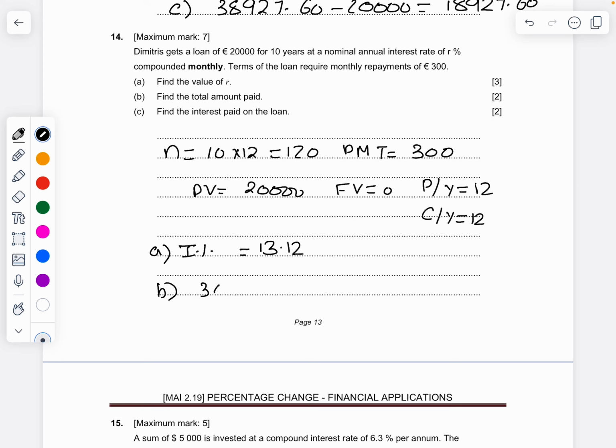Total amount paid: 300 times 120, which is 36,000. What is the interest paid? 36,000 minus 20,000, which is going to be 16,000.